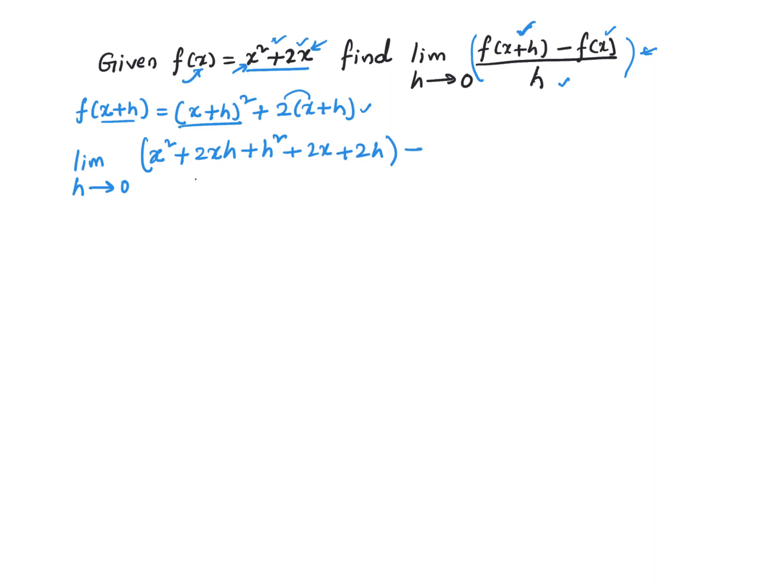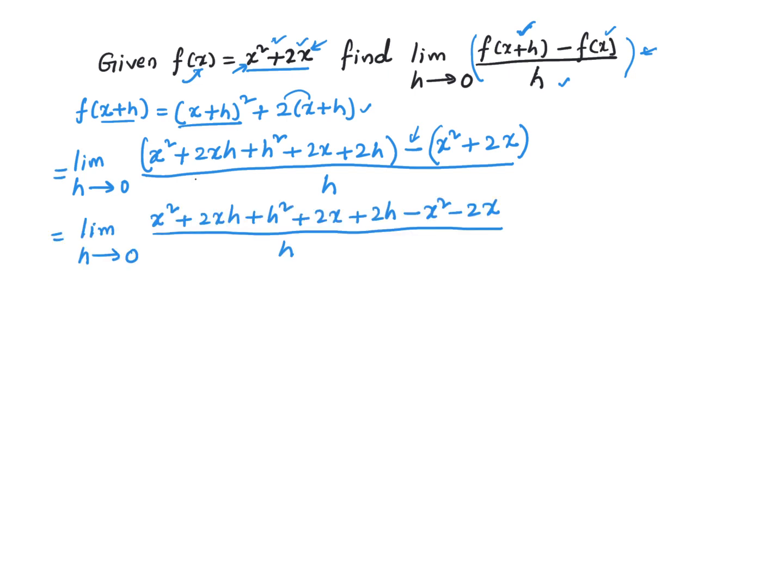Minus f of x. Now, another source of mistake I see students making is that they write x squared minus x squared plus 2x. That is incorrect. You want to distribute the negative to the entire function, so you have to put a parenthesis around it, and then divide the whole result by h. Now, if I simplify, some of the terms are going to cancel. Negative x squared and positive x squared cancel, and negative 2x and positive 2x cancel.